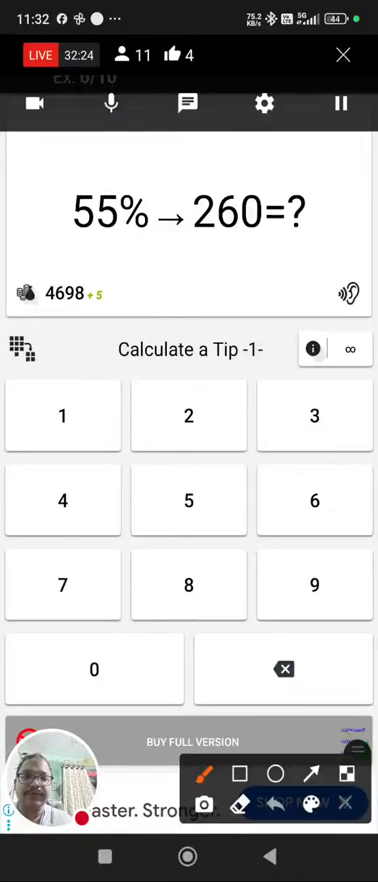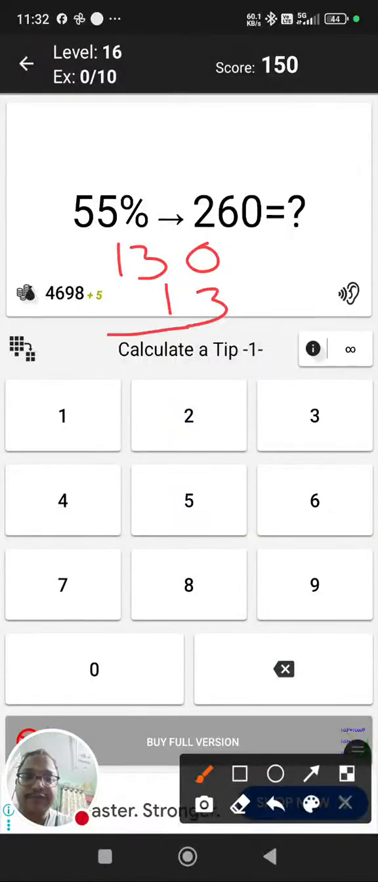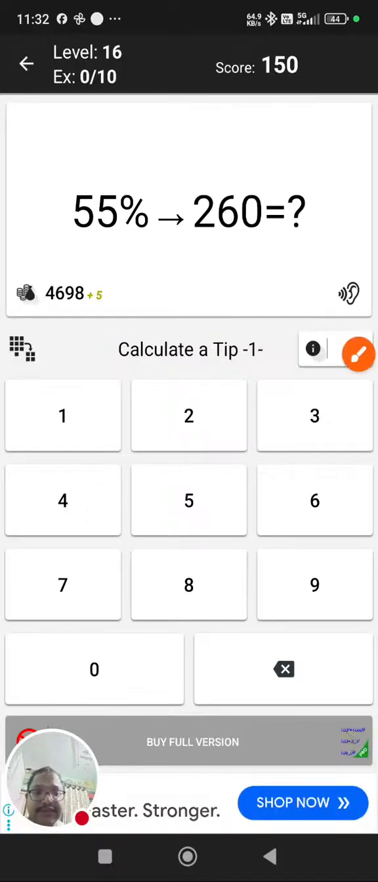50% value will be 130. So 5% value will be 13. So 50 plus 5% will be 55. So sum of these two will be the answer. 143 is the answer for this one.